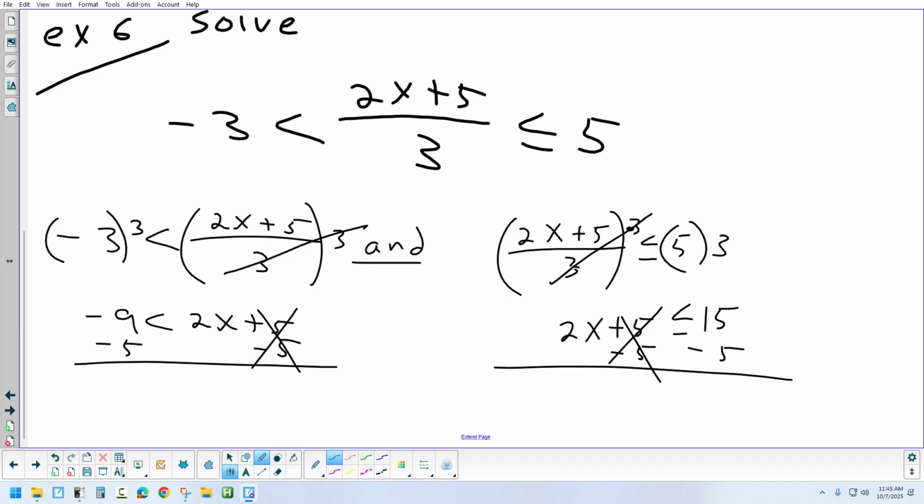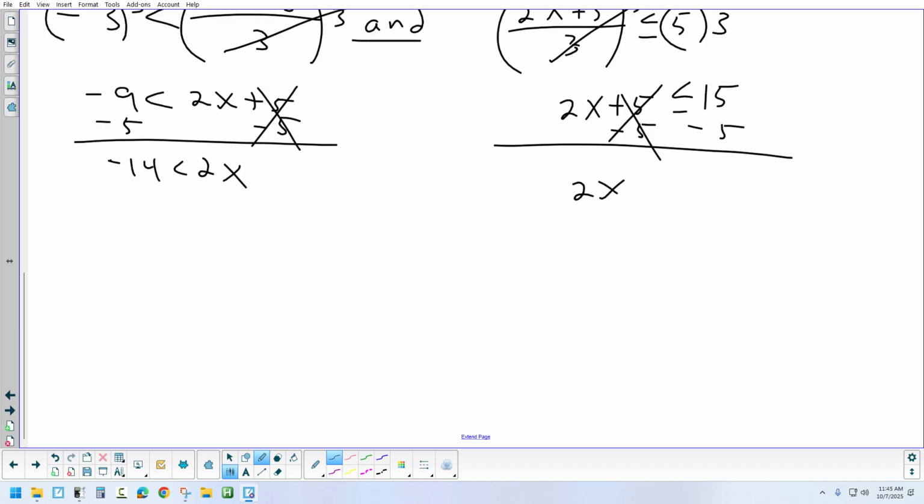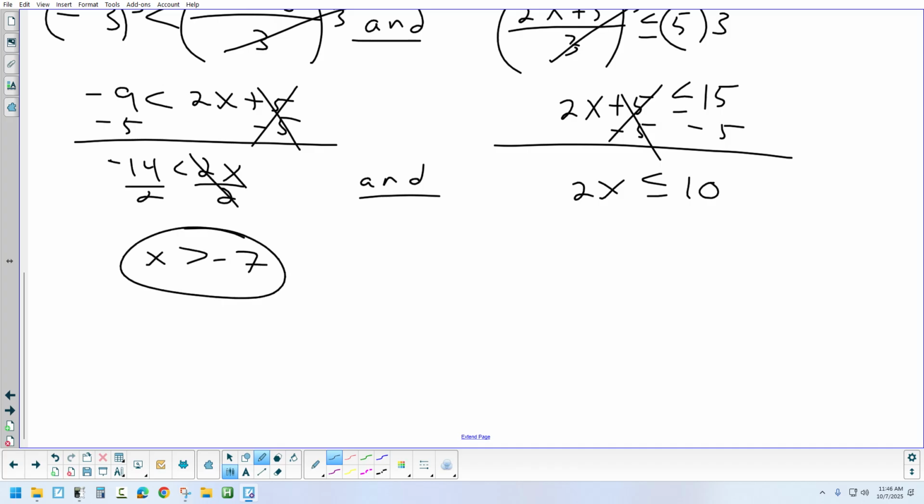And now negative 9 minus 5 is negative 14. And then when you do it over here, 15 minus 5 gives you 10. It's always and. I need to carry the word down. And my last step would be to divide by 2. So I get x is greater than negative 7. And again, I move the x to the left because that's where I like it. So x is greater than negative 7 and x is less than 5.